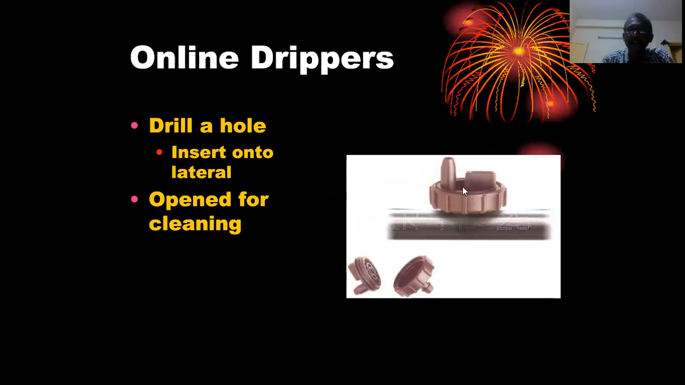The advantage of an online dripper is it can be opened for cleaning. And the disadvantage is after some time you will get leakage at the points of connection. And for tree crops, online drippers are very much used nowadays. For row crops this is not very much used, but for trees it is very much recommended.